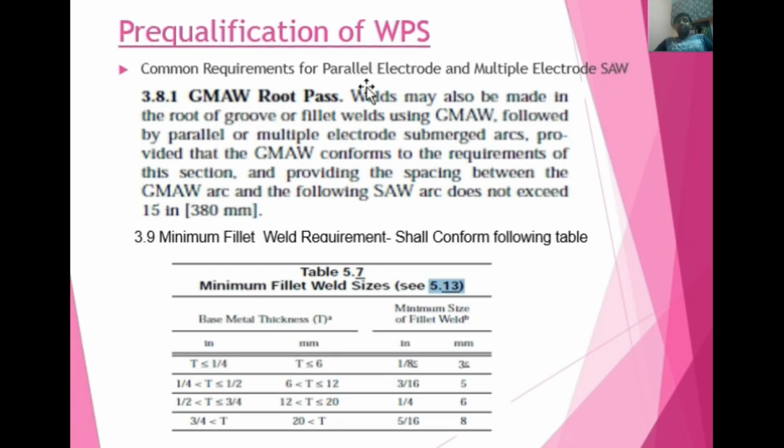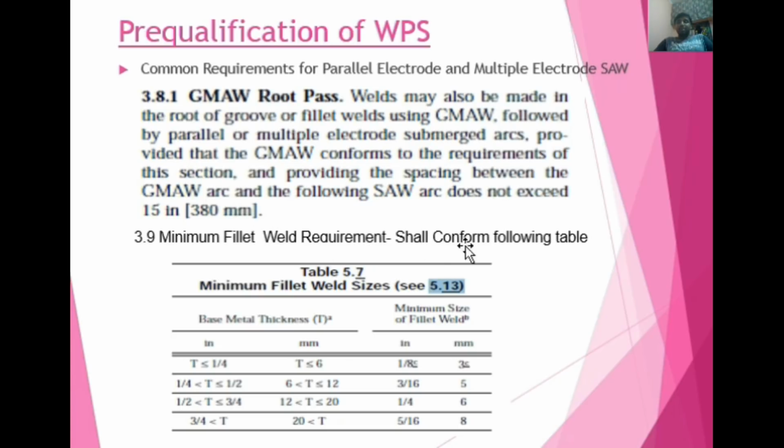A common requirement for parallel electrodes or multiple electrodes: there is a spacing between the two electrodes, and it should not exceed 380 mm. If it is more than 380 mm, then we have to qualify the WPS.